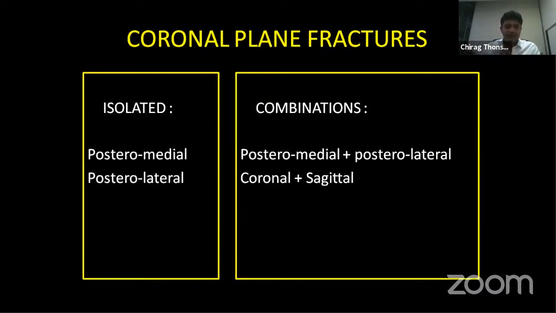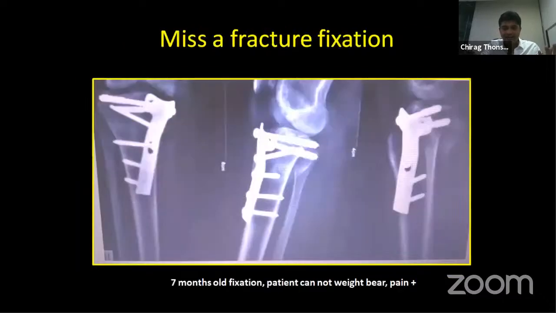It could be an isolated posteromedial condyle fracture. It could be an isolated posterolateral condyle fracture. It could be posteromedial with posterolateral condyle fracture. The fracture could be in a coronal plane or a sagittal plane. So we need to try and figure out the three-dimensional picture of what exactly we are dealing with, so that our fracture reduction and fixation becomes easier.